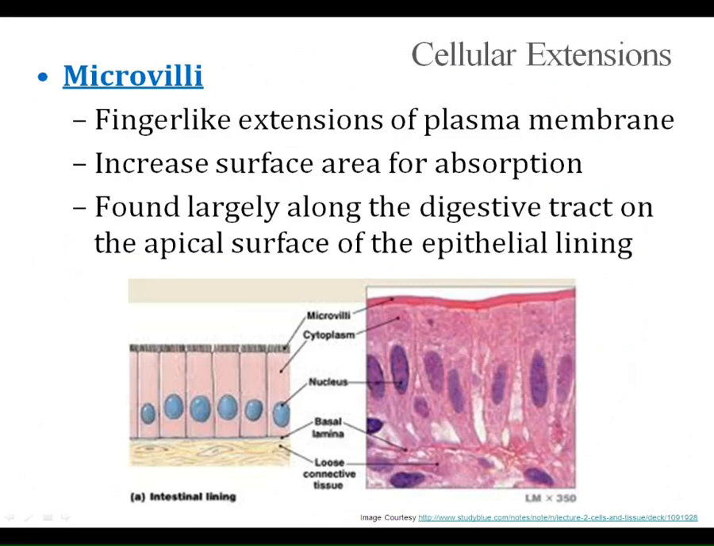This is the epithelial lining on the intestines. The microvilli, its job is for absorption of nutrients. Absorption. The cilia, what was the job for the cilia? To move things across the surface of the cell, right? Microvilli, its job is for absorption. So in your small intestine, this is how you absorb nutrients through those microvilli. And again, they're small extensions of the cell membrane.